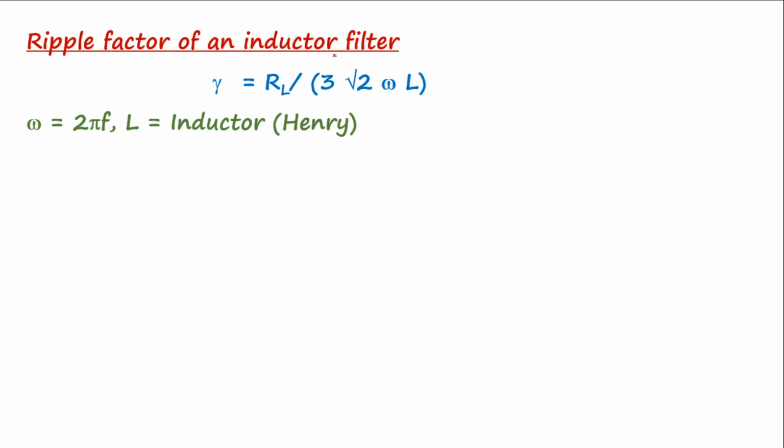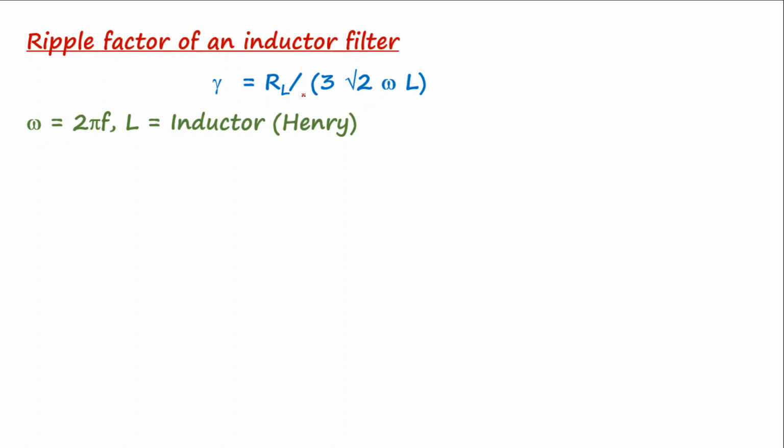First, we are going to see the ripple factor of an inductor filter. The ripple factor of an inductor filter is numerically gamma. It can be calculated as gamma equal to RL divided by 3 root 2 into omega L, where 3 root 2 omega L is in the denominator.